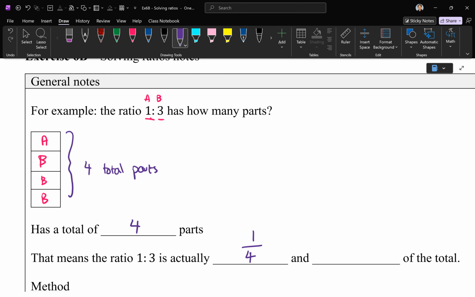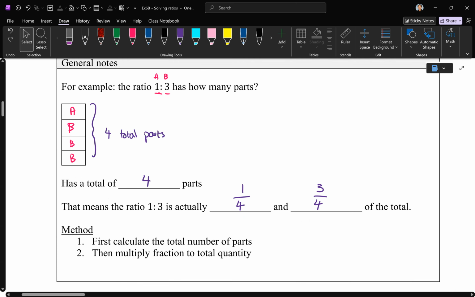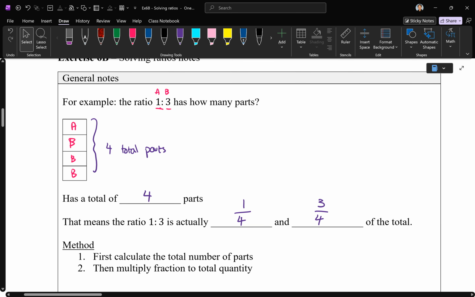Whereas person B, out of 4, how many parts? 3. So they're getting 3/4 of the total. That's what it means when you say a 1 to 3 ratio: you are implicitly saying the first person gets 25% of the total, and person B gets 75%. That's me explaining it to you. Your skill is to be able to understand that when you read a ratio. That's the power: understanding 1 to 3 actually means 1/4 to 3/4. Once you understand it's actually 1/4, 3/4, then you can solve problems.